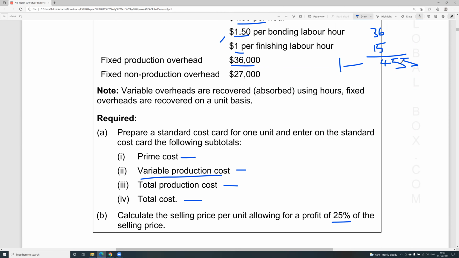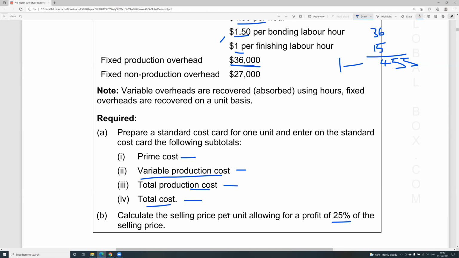So 455 into 900, if you can just do it in your calculator, is 409,500 plus 36,000. That's your total production cost. And what's your total cost? It is nothing but 409,500 plus 36,000 plus 27,000. That's it. 472,500 will be your total cost.